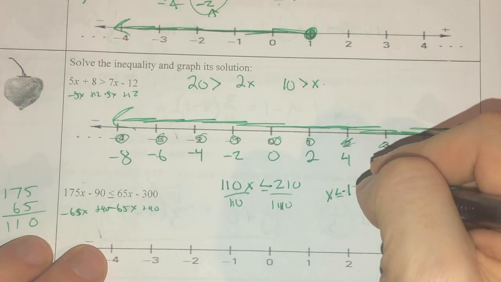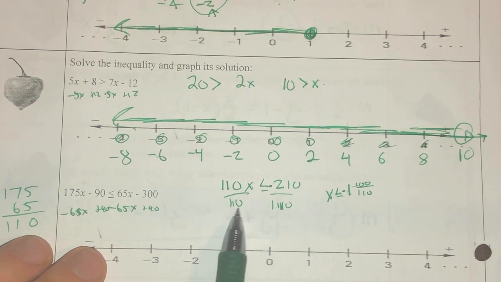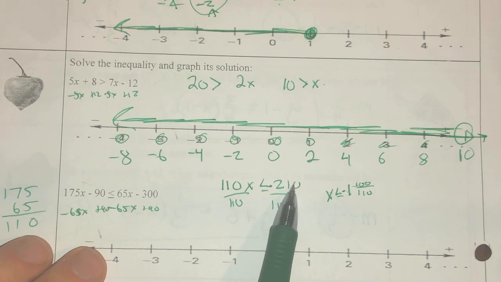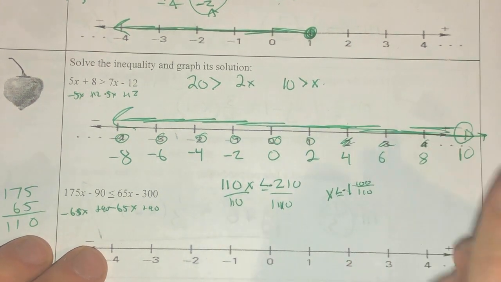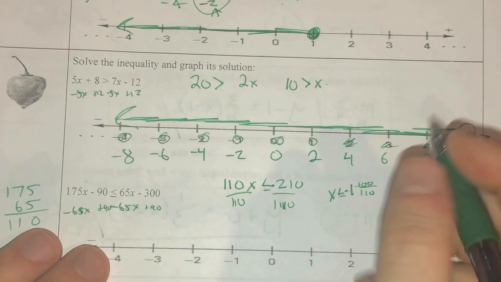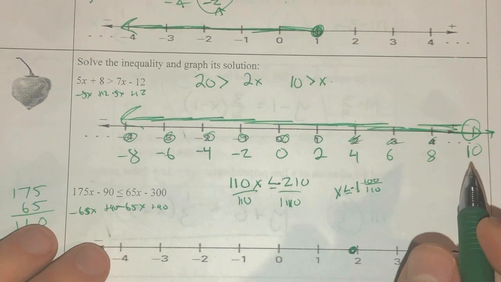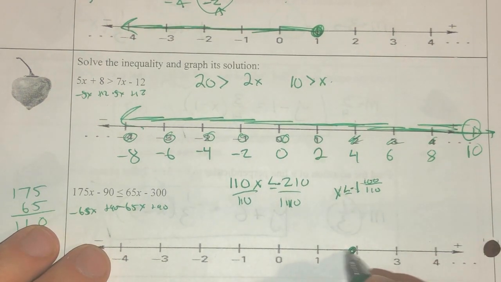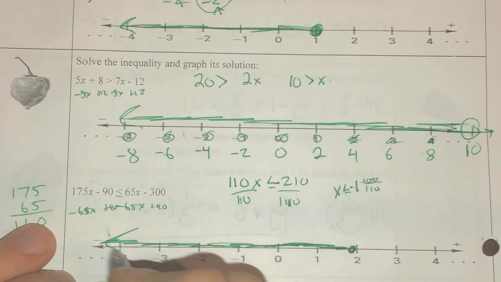It's almost like 110 goes into 210 once with 100 left over. So it's going to be almost 2. It's going to be up near the 2, but not actually touching the 2. And then I'm going to be going to the left. So don't get hung up on that one.